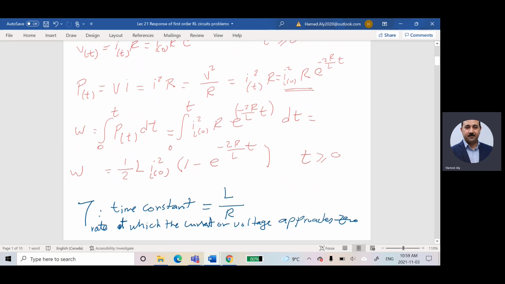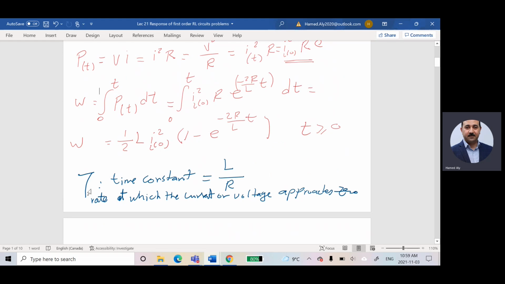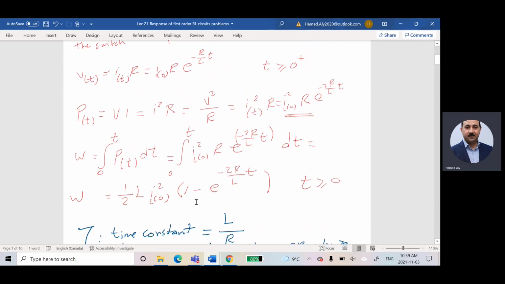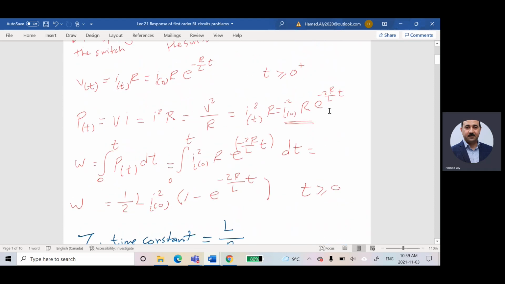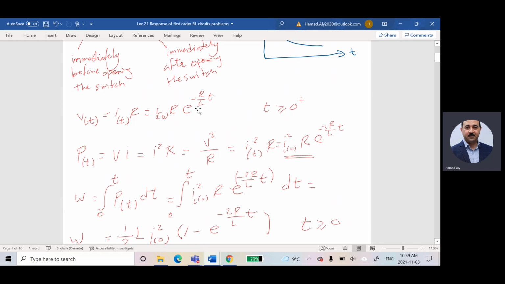So I'm going to go back to all of these equations and substitute each L over R by this new variable, which is called the time constant, the rate at which the current or the voltage approaches 0. I'm going to use this equation for the power, but after substituting L over R by tau. So this equation will be written as e to the power negative 2t over tau. And this one will be written as e to the power negative 2t over tau. And this one will be written as e to the power negative t over tau.